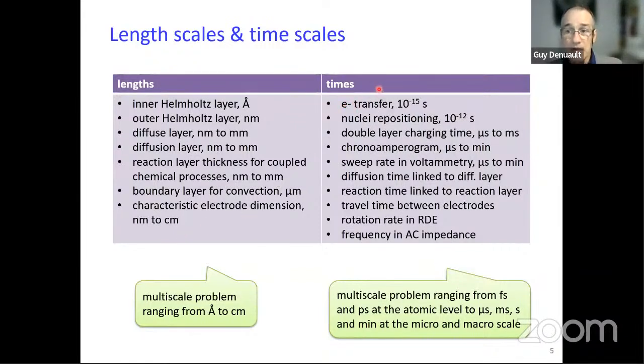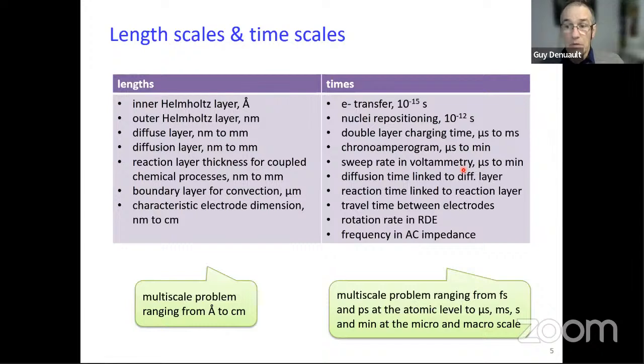Now, if we consider the times involved in electrochemistry, it's equally challenging. If we start with the fastest of all the processes, which is the electron transfer process, we're looking at femtoseconds. In contrast, the nuclei are reorganizing, repositioning on the picosecond timescale. So already 3 orders of magnitude here in terms of times. To charge and discharge a double layer, you're now looking at microseconds to milliseconds. To perform an experiment such as a chronoamperogram, you'll be working typically from milliseconds onwards. But if we work with microelectrodes, we might be working from microseconds onwards. So again, the experimental timescale here could be very large.